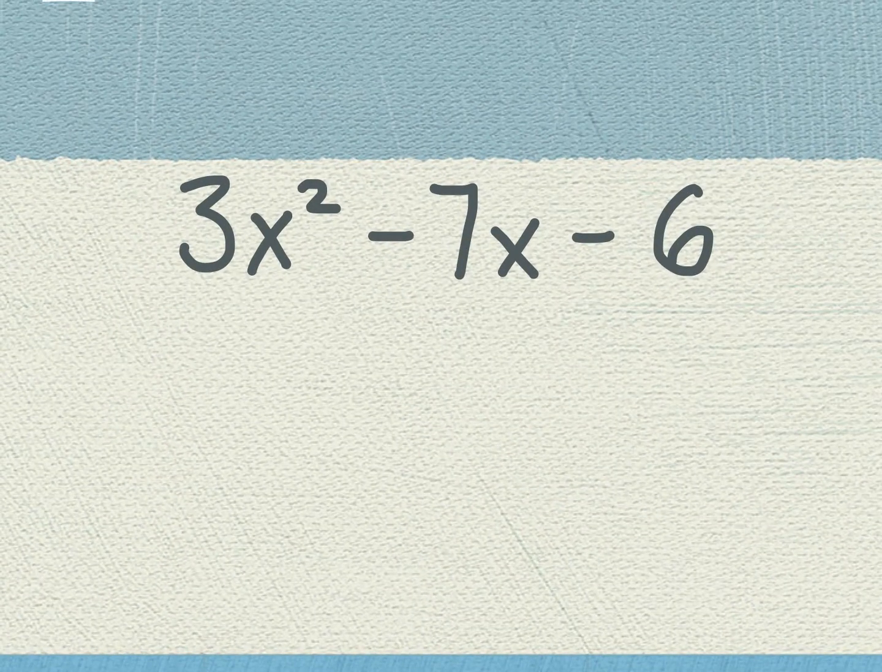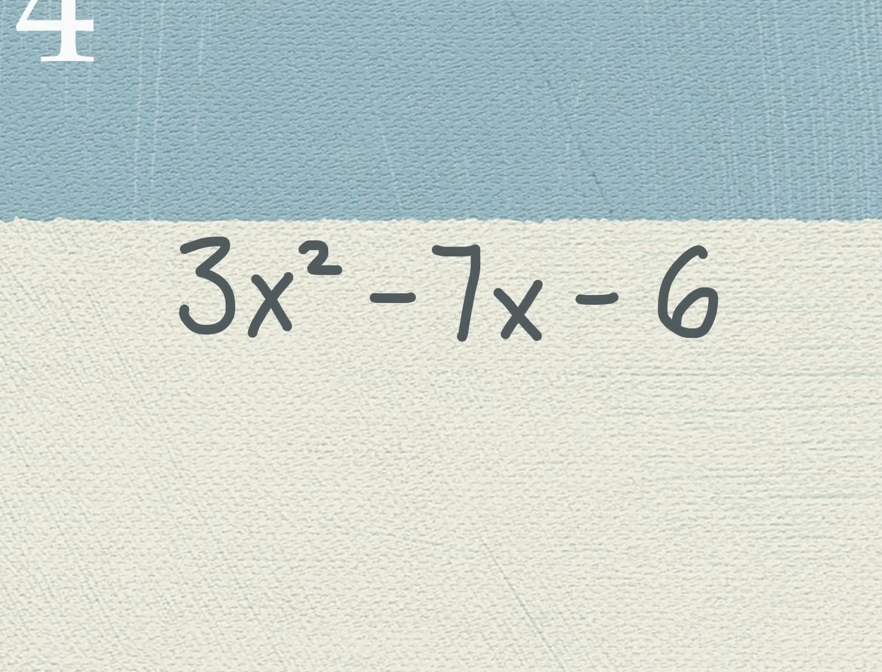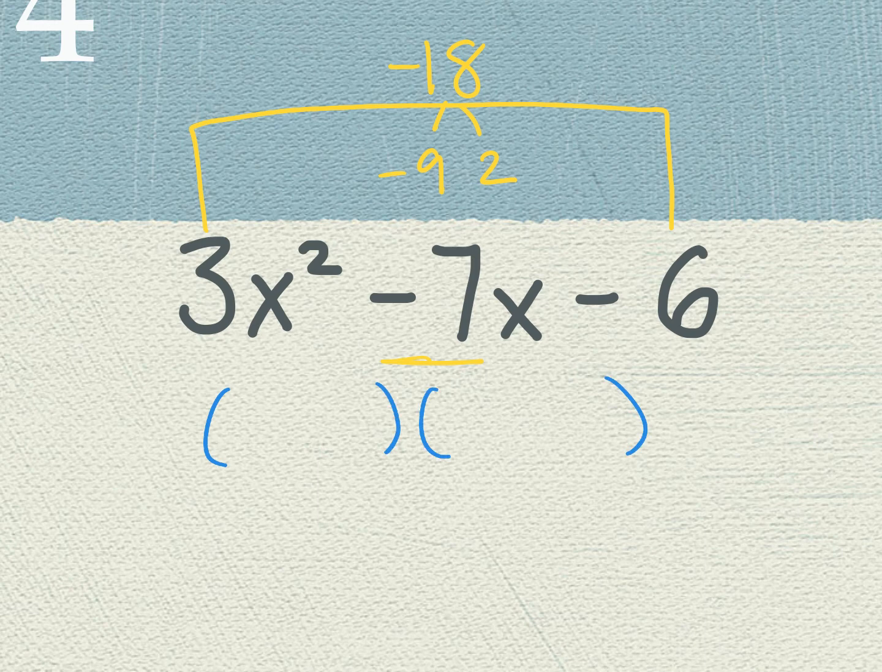Do I have a greatest common factor that I could take out? Are they all divisible by 3? Nope. So what do I have to do to start? Multiply the first and the last. So what's 3 times negative 6? Negative 18. What are 2 factors of negative 18 that add to negative 7? Awesome. Negative 9 and 2. So what goes into my parentheses? X minus 9 and x plus 2.